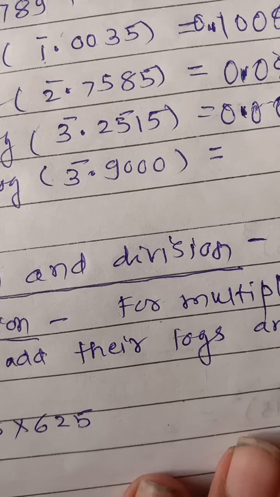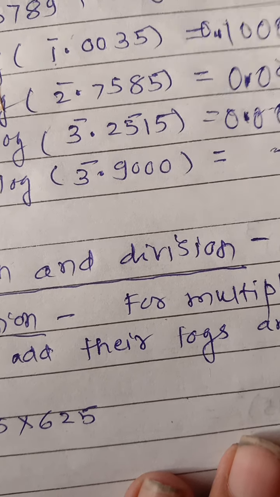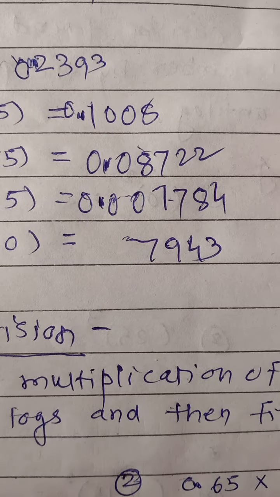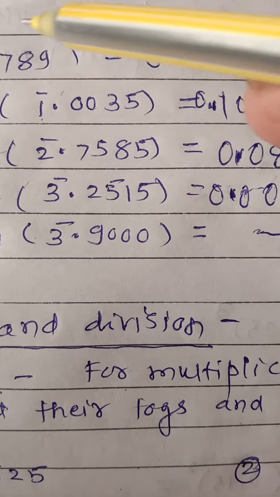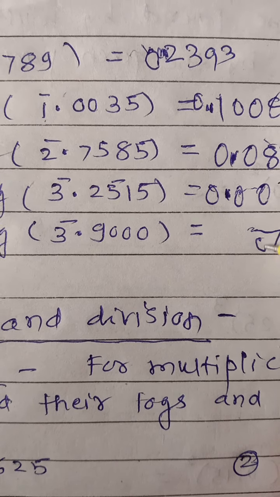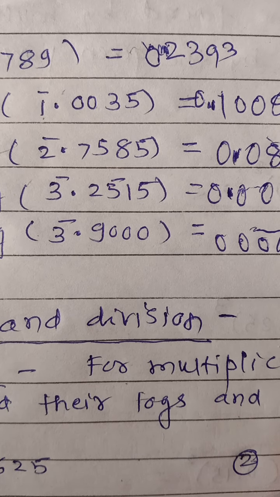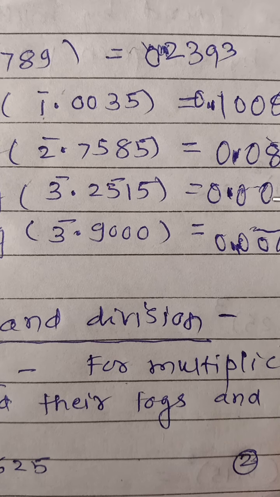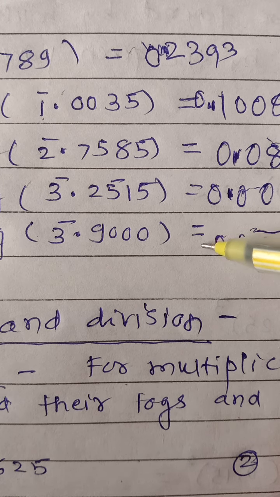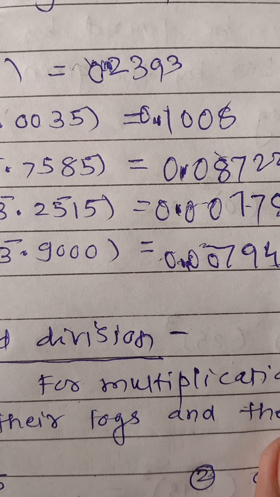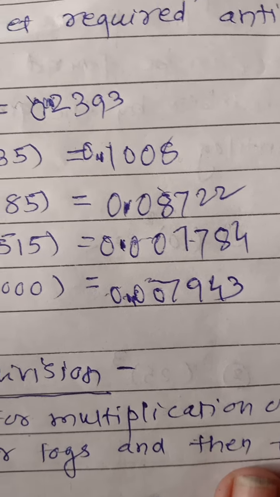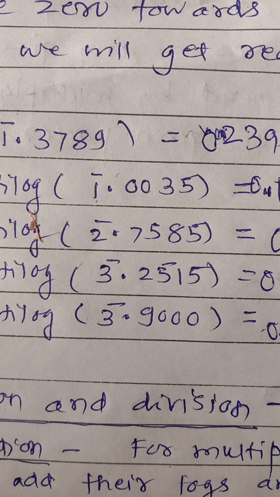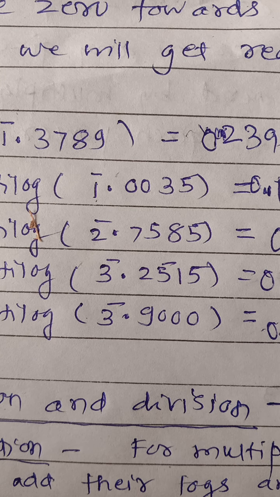It will be written as 7943, and then again the characteristic is 3, therefore 3 zeros will be placed before that number, and leaving 1 zero we can put the decimal, and therefore we will get 0.007943. So this was regarding the logarithm and anti-logarithm in the first part.